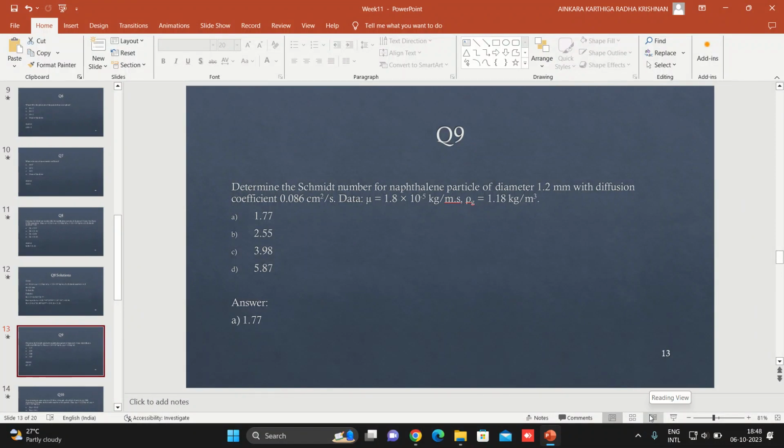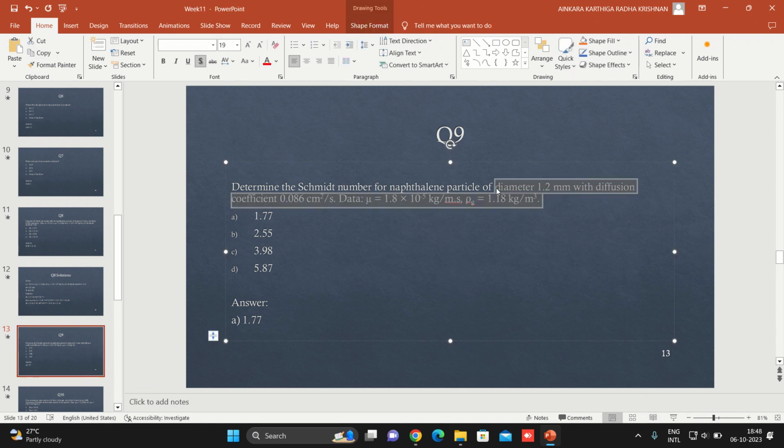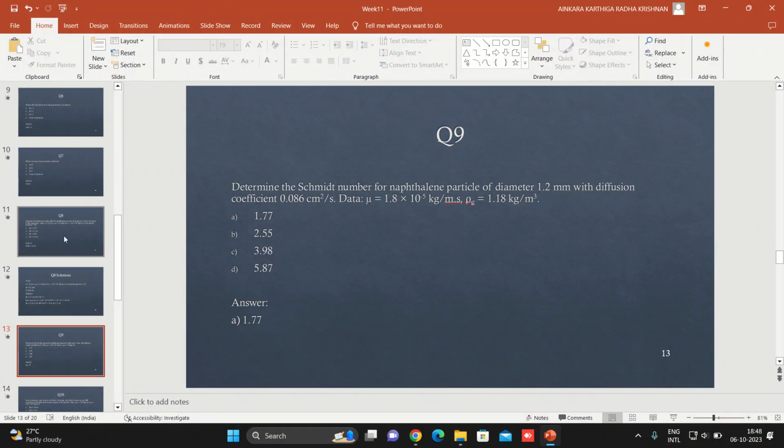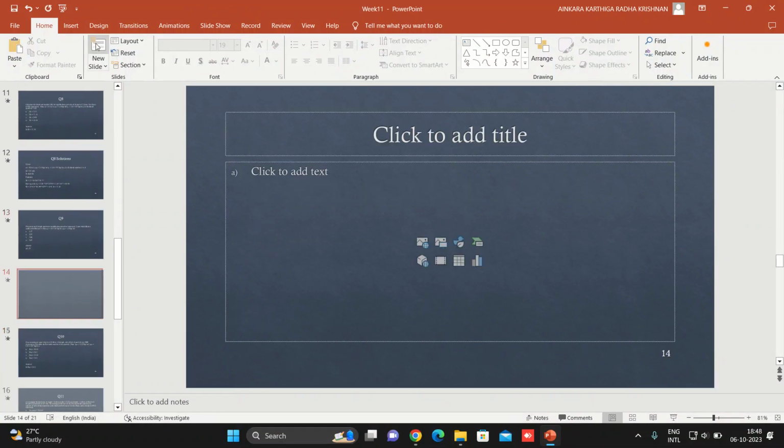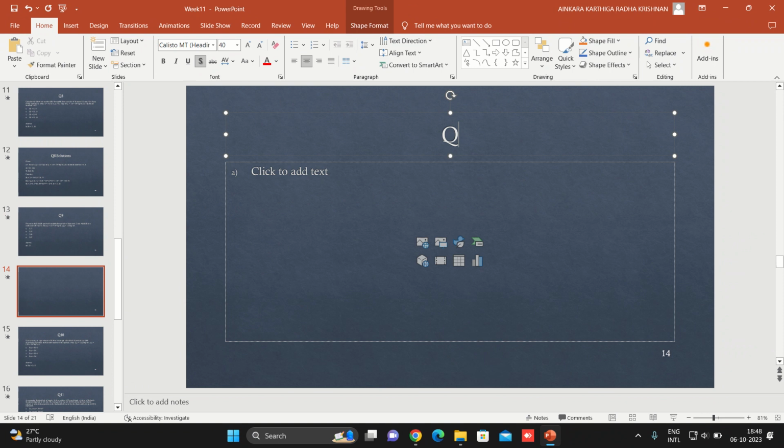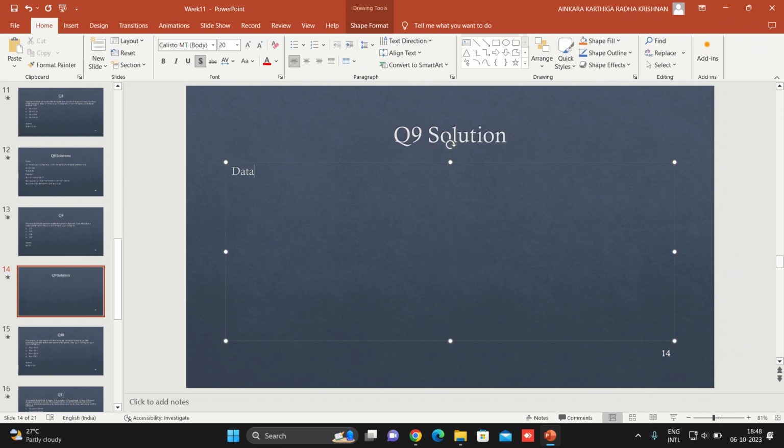So mu, the viscosity of the gas, is 1.8 into 10 power minus 5 kg per meter second, and rho g is 1.18 kg per meter cube. So the answers are 1.77, 2.55, 3.98 and 5.87. So for this we'll do as always. So first is data.